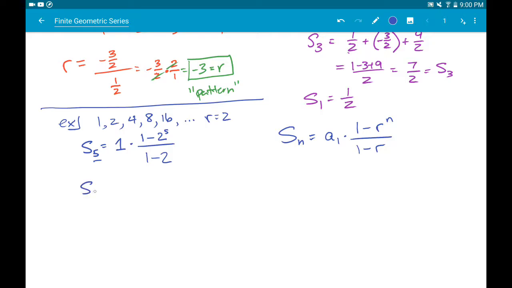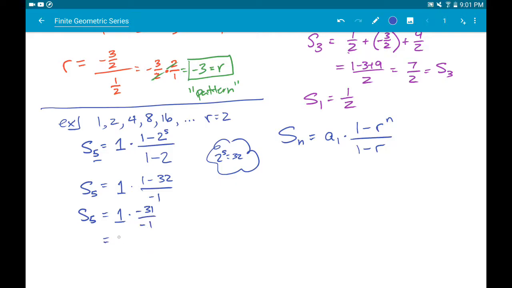So according to this, S5 is 1 times 1 minus 32, right? Because 2 to the 5th is 32, over 1 minus 2, which is negative 1. So S5 is 1 times negative 31 over negative 1, which is going to be 1 times 31. So we can say the 5th partial sum is 31.